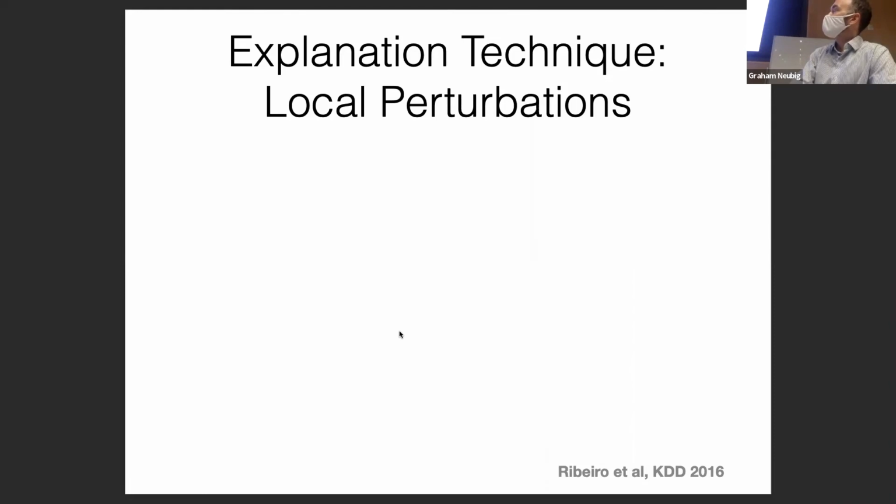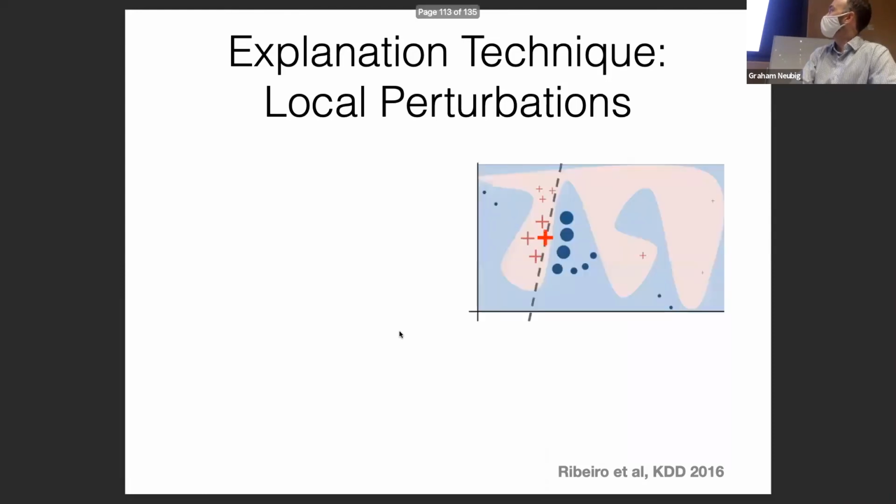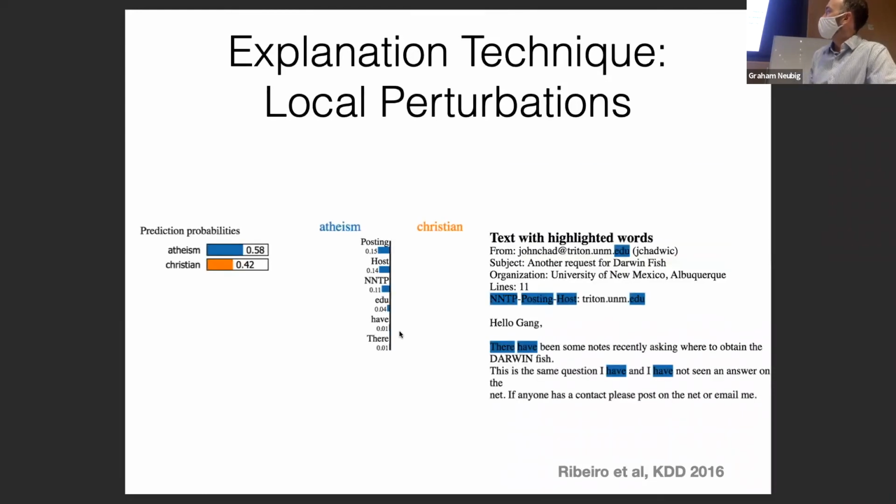So one way that you can do this, essentially, is: if you have a model that has made a particular prediction, one thing that you can do is perturb individual parts of the input into other things and see how that affects the model prediction.